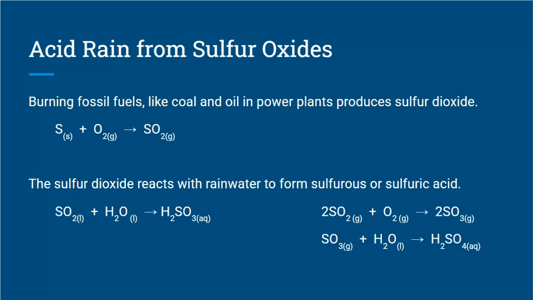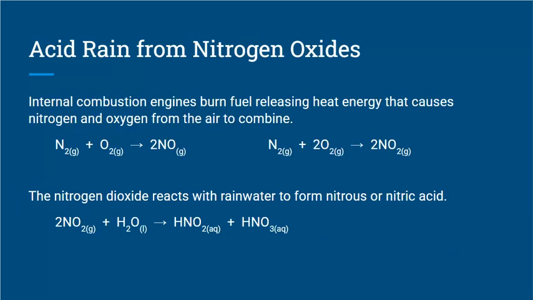The other source makes nitrogen oxides, and this is from internal combustion engines. These are like cars, trucks, planes. They burn the fuel, releasing heat energy. It causes that nitrogen and oxygen from the air to combine. So they're both gases, the N2 and the O2. They can make NO, or they could also make NO2 depending on how much oxygen is there. The nitrogen dioxide then reacts with rainwater, just like the sulfur dioxide, and can make nitrous or nitric acid, or both.